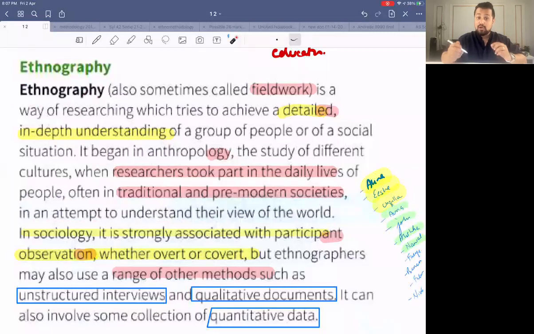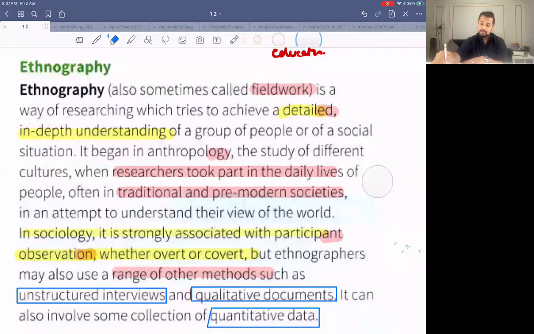In sociology, it is strongly associated with participant observation, whether overt or covert, but ethnographers may also use a range of other methods, such as collecting data through unstructured interviews, qualitative documents, quantitative data, and so on and so forth, right? Do we all understand this?